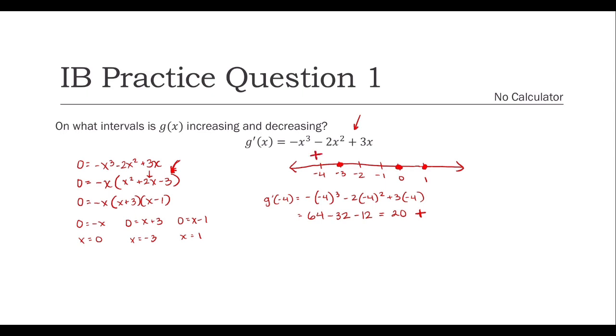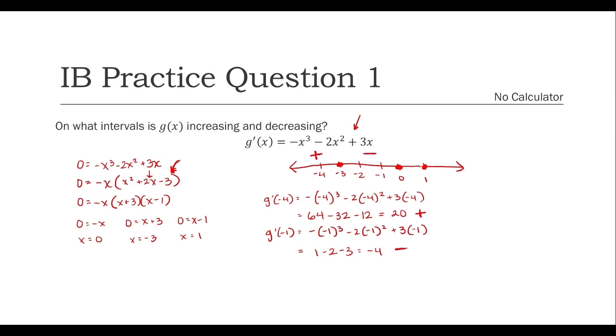Now we'll plug in a number between negative 3 and 0, so we'll plug in negative 1. G prime of negative 1 equals negative 1 cubed minus 2 times negative 1 squared plus 3 times negative 1, which equals 1 minus 2 minus 3. So this equals negative 4, which is negative. So your function will be decreasing from negative 3 to 0.